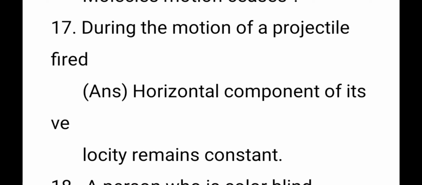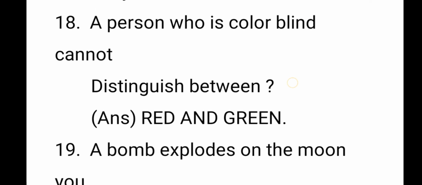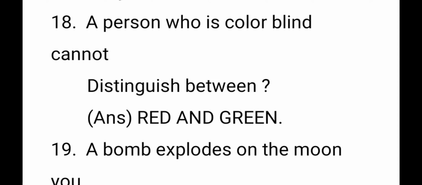During the motion of a projectile, the horizontal component of velocity remains constant. When you throw a particle horizontally, the horizontal component of its velocity remains constant. Next question. A person who is color blind cannot distinguish between red and green. This is a very important bit. All these bits are the most important.